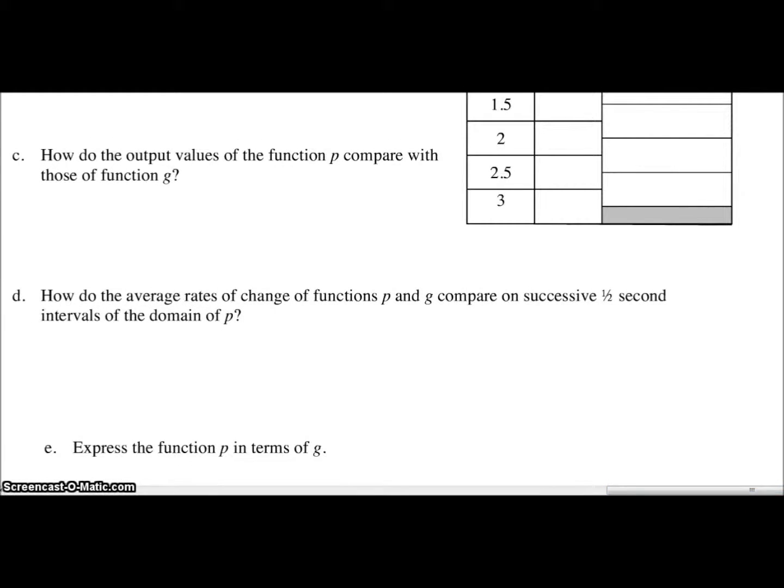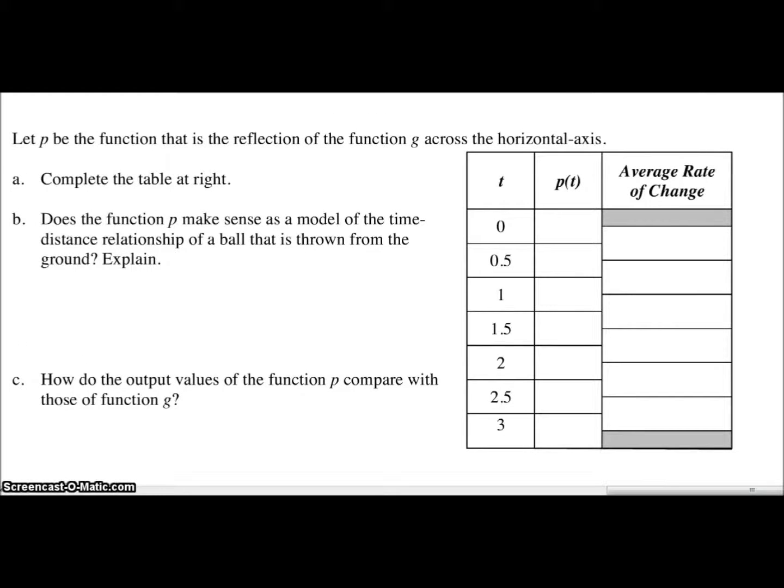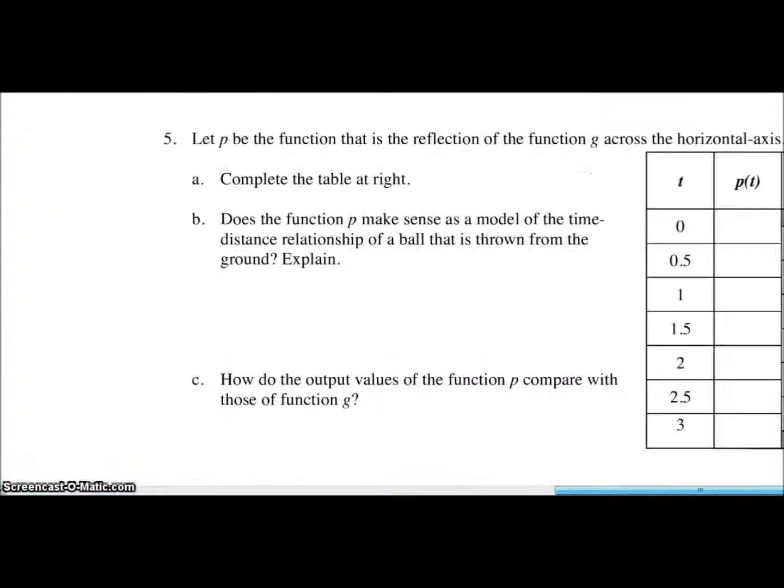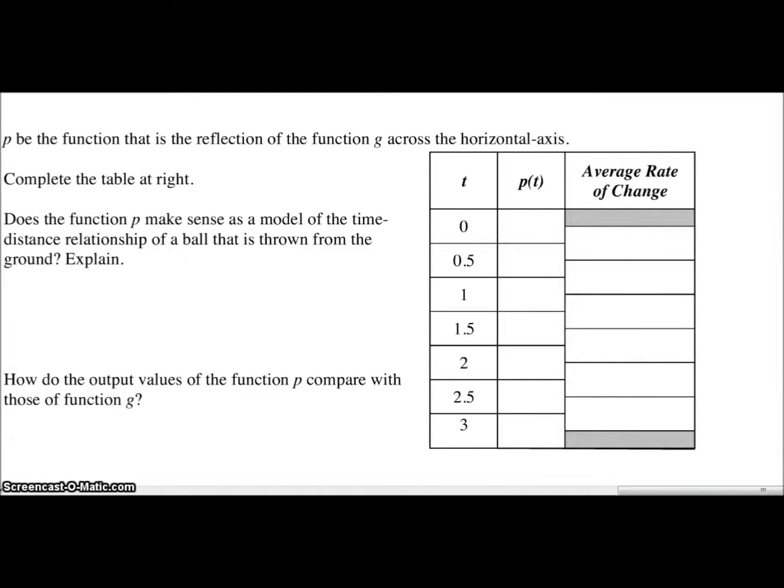So you may note that all the values from g are just going to be negative. Negative 145, negative 165, negative 77, negative 181. We're just reflecting it over the horizontal axis, so they all become negative. And if we compute the average rate of change, negative 65 minus 145 is negative 20. Divide that by half, get negative 40. All of these values are just going to be the opposites of what we found for g.